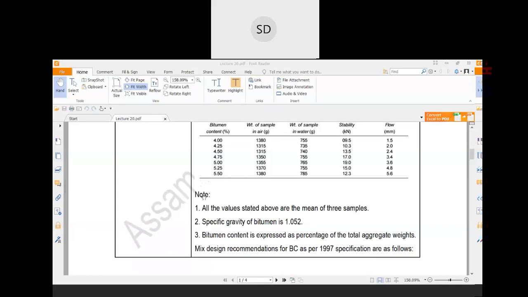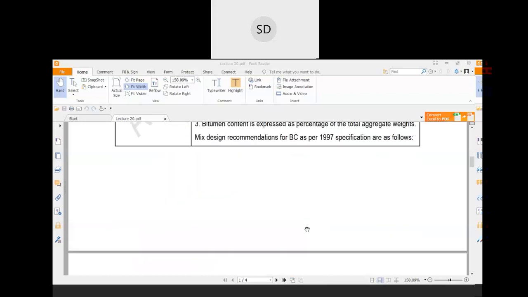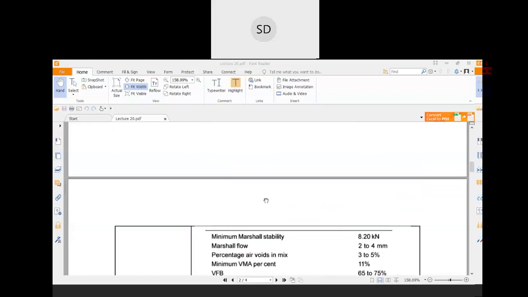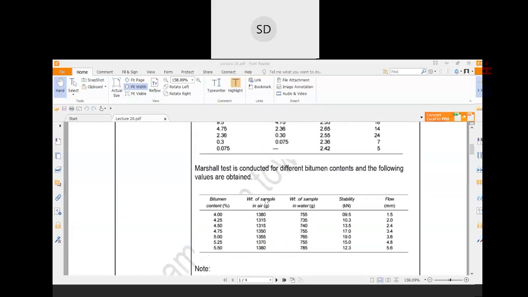Now, along with this question, some different data are given, like the specific gravity of the bitumen, which is 1.052, and these are the minimum Marshall stability value, flow value, percentage air voids, minimum voids in the mineral aggregate, voids filled with bitumen, and minimum binder content by weight of the total mix. Okay, so these are the different values which are given. So you have to find out what the optimum bitumen content is.